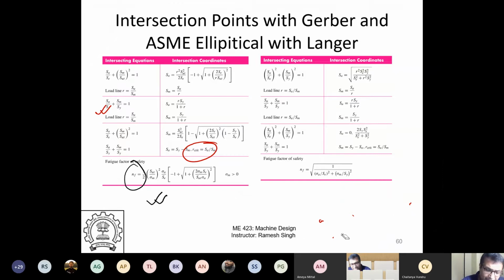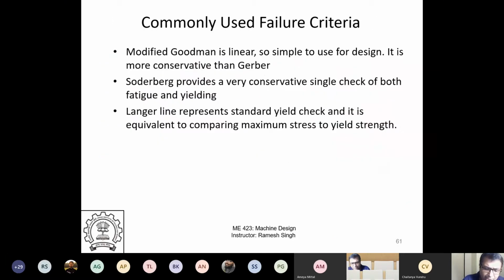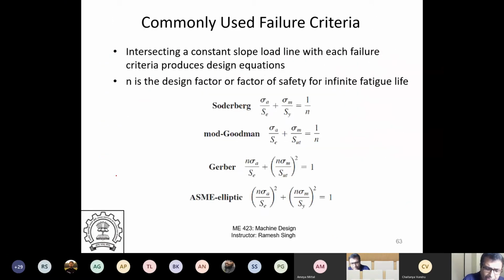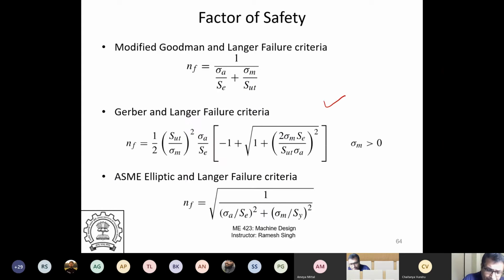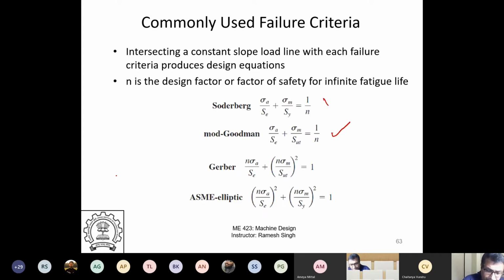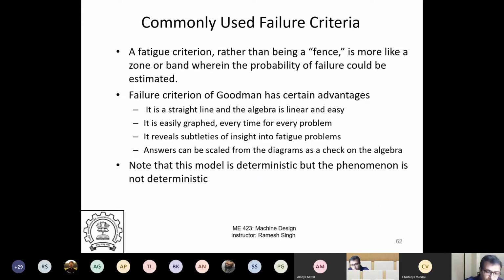Okay, this will be more clear as and when we solve the problems. But you have to understand that the equations are slightly more complicated for Gerber and asymmetric. Sorry, my mistake. These two are linear. These are non-linear. That's the basic difference, and they are more accurate.